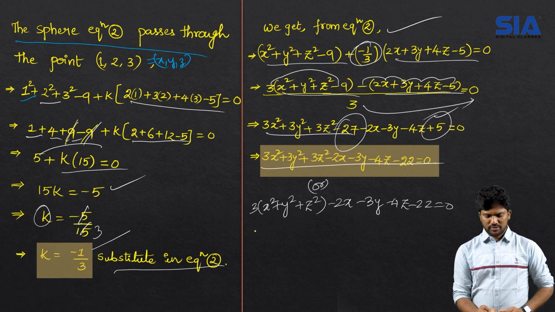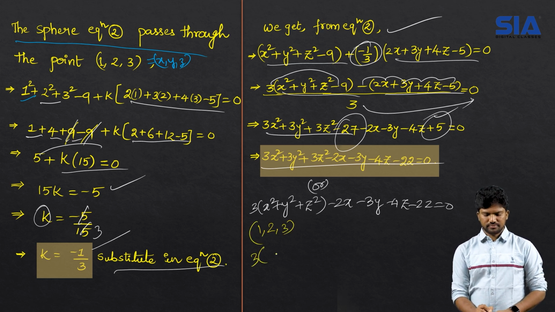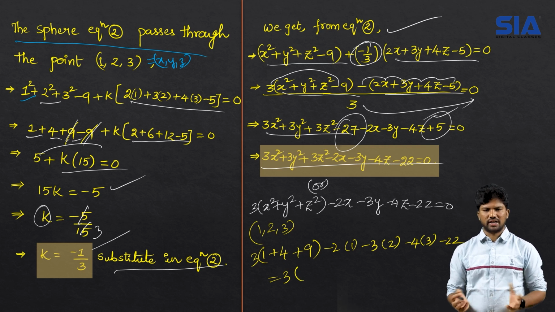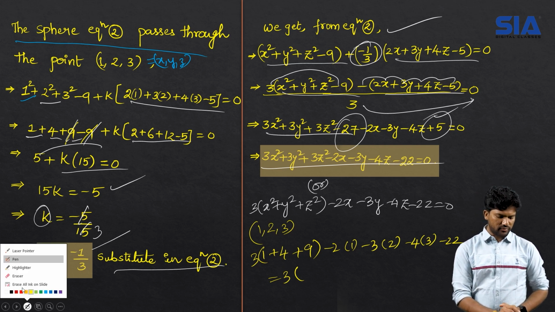First of all, substitute the point 1, 2, 3 in place of x, y, z. So 3 into 1 plus 2 square means 4 plus z square means 9. 3 square means 9 minus 2 into 1 minus 3 into 2 minus 4 into 3 minus 22. We have to make it equal to 0; don't write equal to 0. Even if you write equal to 0, we have to show LHS equal to 0. So 1 plus 4 is 5, plus 9. What is the value? 14. 14 into 3 is 42.